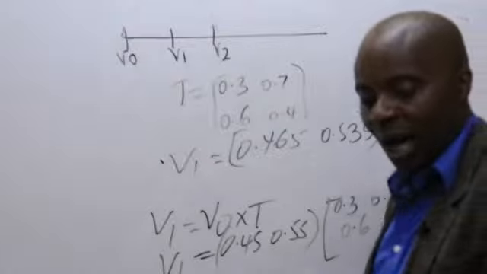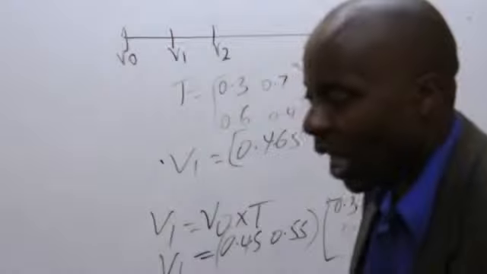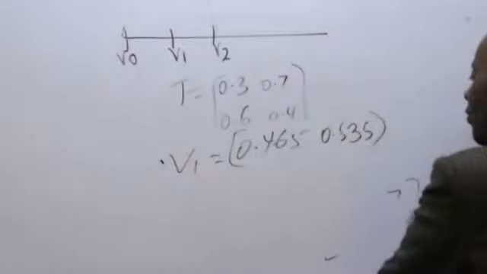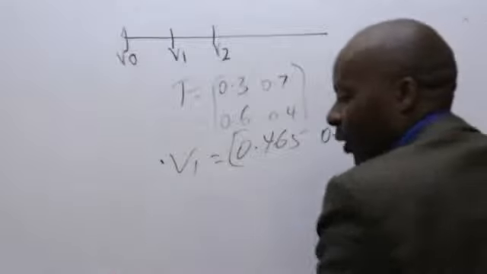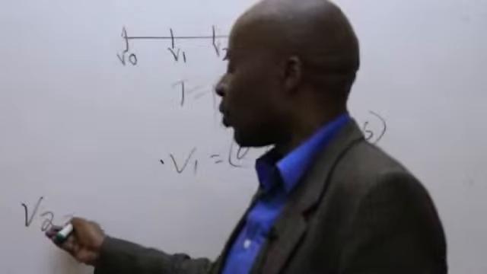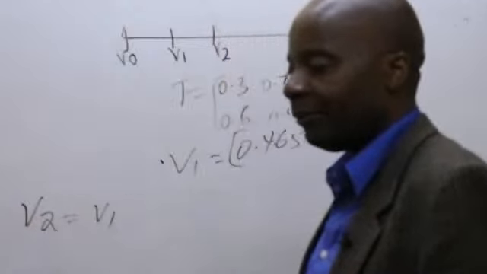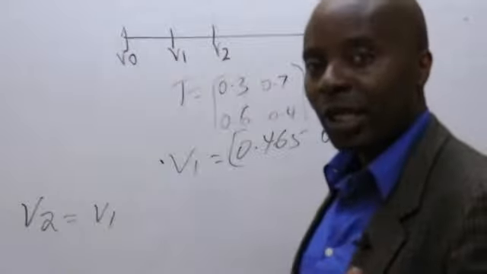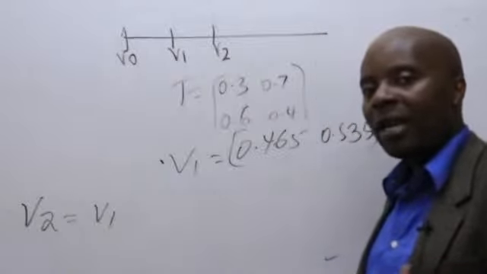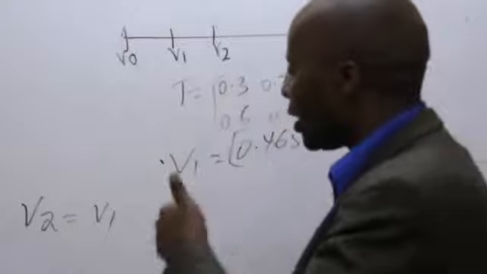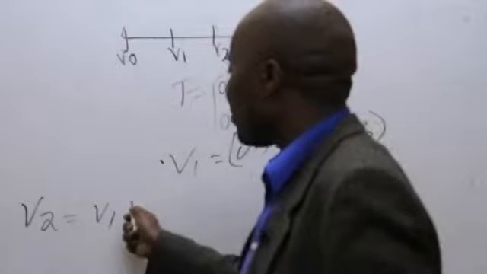That's vector 1. Now, having gotten vector 1, we can very easily and comfortably go to vector 2. How do we get vector 2? Vector 2 can only be born from vector 1. What we need to do is transition vector 1. So we take vector 1 times T, the transitioning factor, like that.